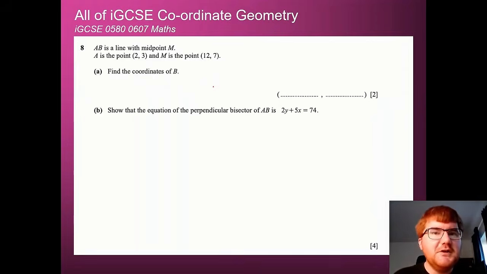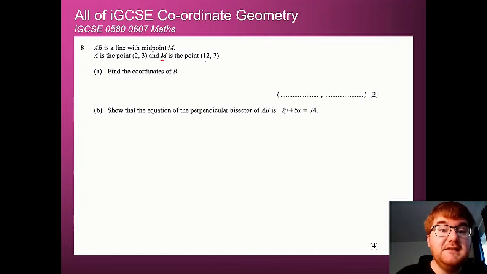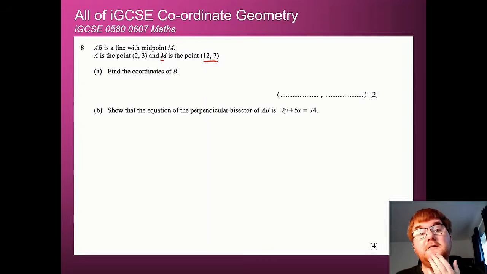On to our next question, which is a paper 4 style question. So there's lots of subparts as we go through. The first part is a little twist on what we've seen so far. So AB is a line with midpoint M. A is the point 2, 3. M, so the actual midpoint now, is 12, 7. And we need to work out the coordinates of B.